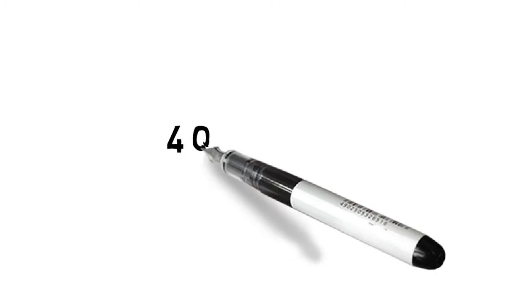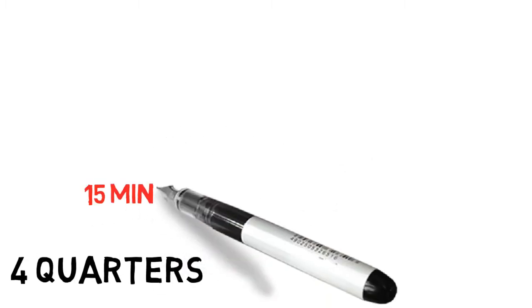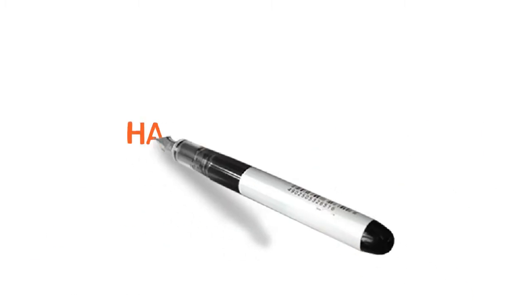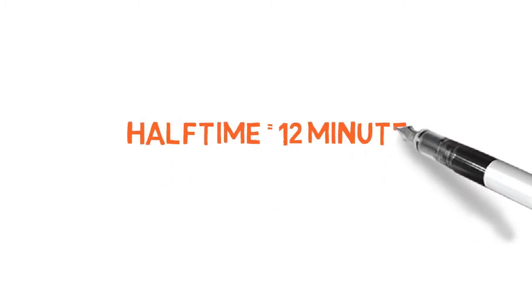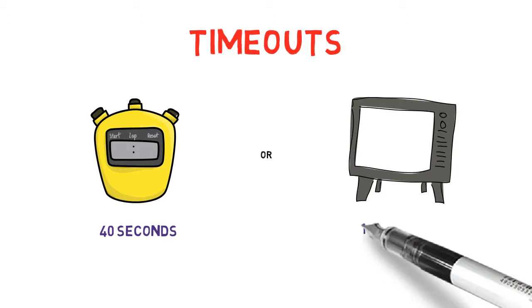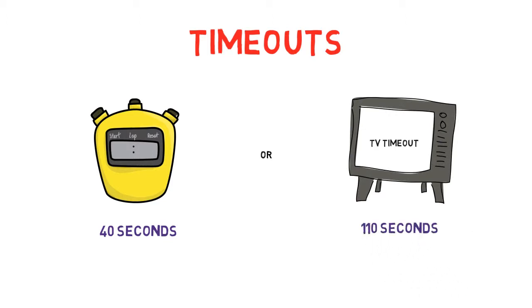A football game is 4 quarters. Each quarter is 15 minutes for a total of 60 minutes. After the second quarter, it's halftime, and halftime is 12 minutes long. Each team gets only 3 timeouts per half. Timeouts could be for 40 seconds or for 110 seconds. Believe it or not, the time will depend on whether a commercial is being run during that timeout.